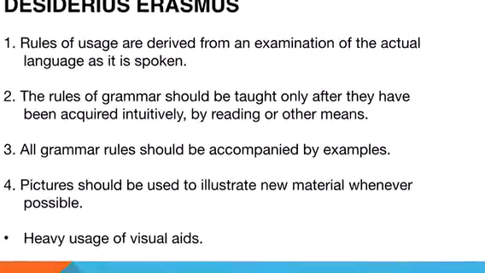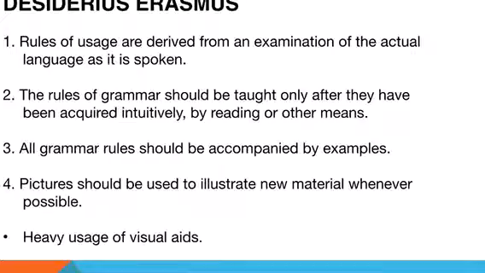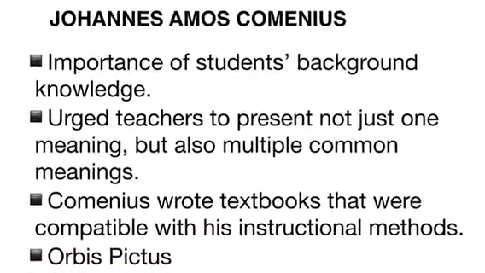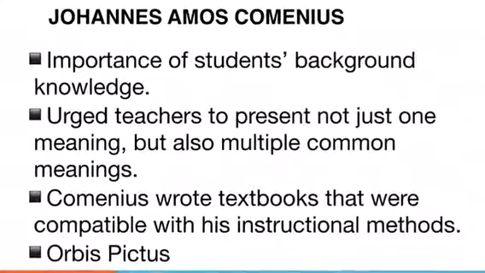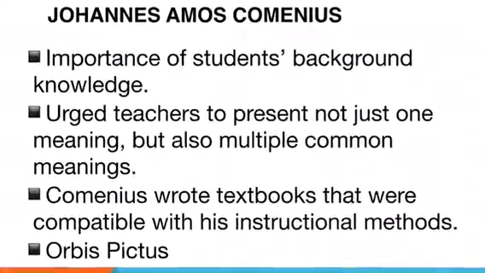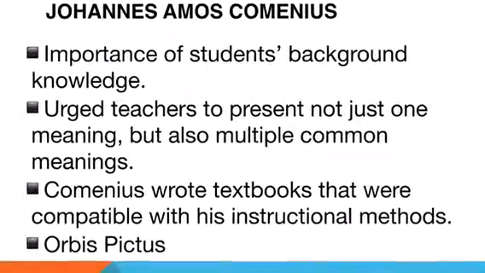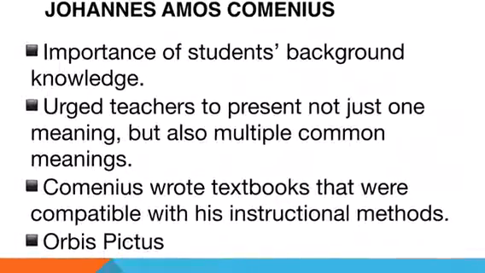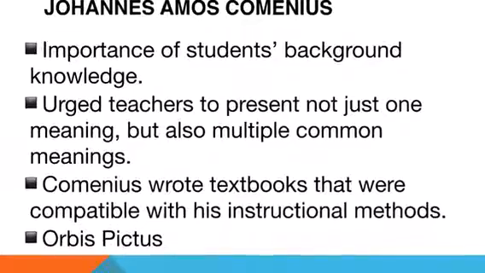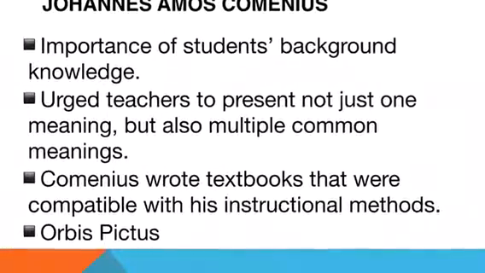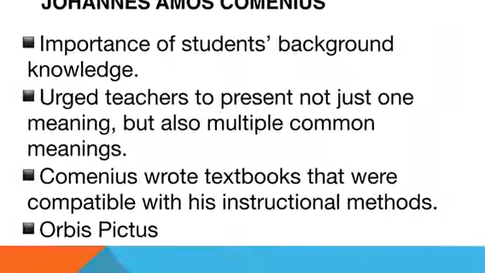Now, the last scholar that I have is Comenius, Johannes Amos Comenius. He thought that what was really important was the students' background knowledge. He also urged teachers to present not just one meaning, but also multiple common meanings. Comenius wrote textbooks that were compatible with his instructional methods, which is the Orbis Pictus.